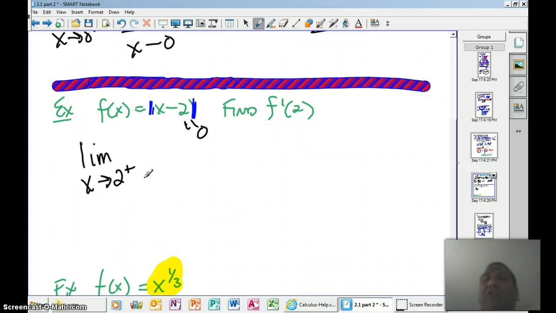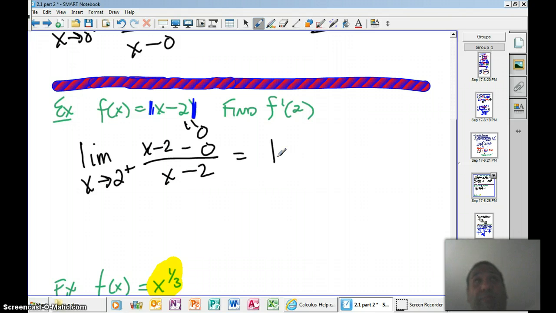So the limit as x approaches 2 from the right, I get the positive x minus 2 minus 0, all over x minus 2. Well, guess what? That's 1. x minus 2 over x minus 2 is equal to 1. So far, we're good. Let's look at the limit as x approaches 2 from the left.